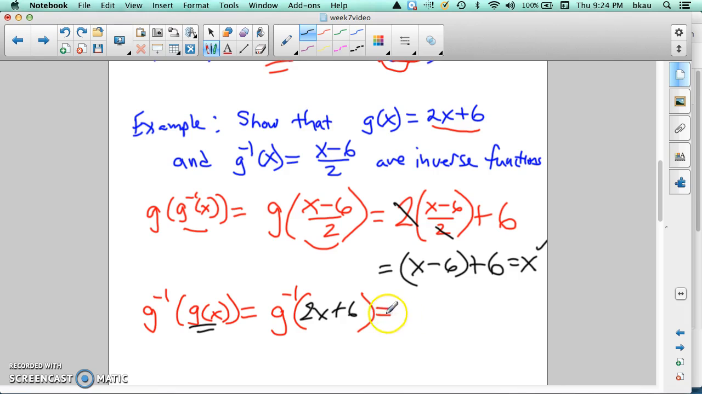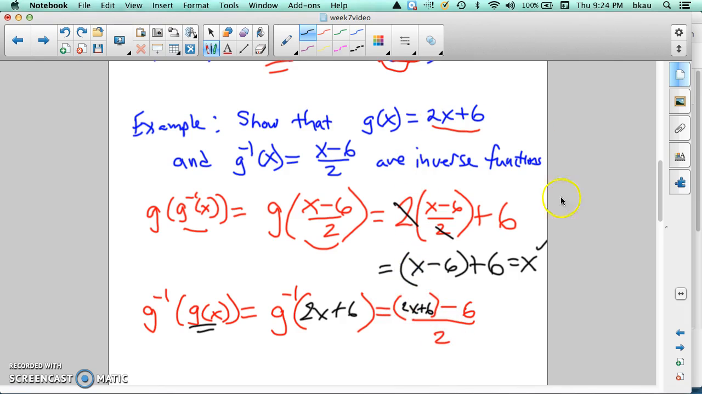We're going to put that in there, and this 2x plus 6 is going to go into g inverse. Well, the inverse is something minus 6 over 2, x minus 6 over 2, but we're going to plug in the other function there. We're going to plug in the 2x plus 6.